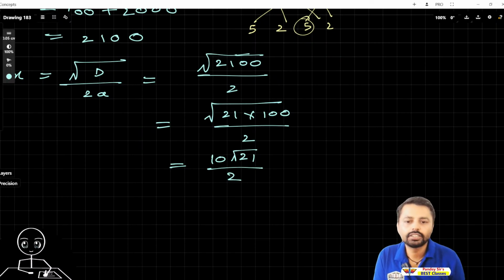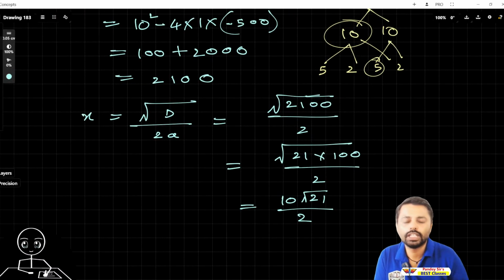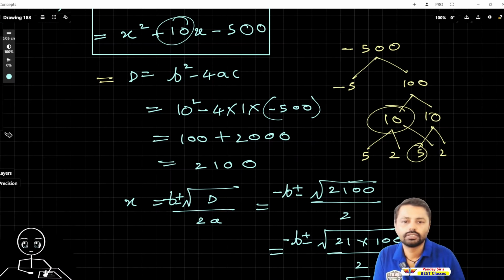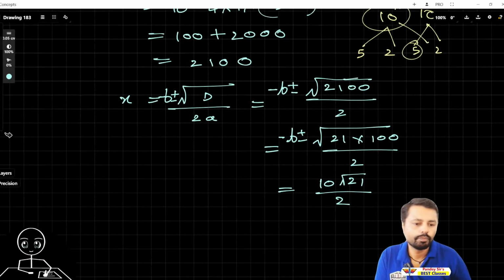Okay, and yes, minus b, so we start with minus b, so x equals minus b plus minus. Here also I did not write it before, don't forget, minus b plus minus. This is the actual formula. What is the value of minus b? Minus b is this 10, so that's minus 10 plus minus, and then the answer will come.